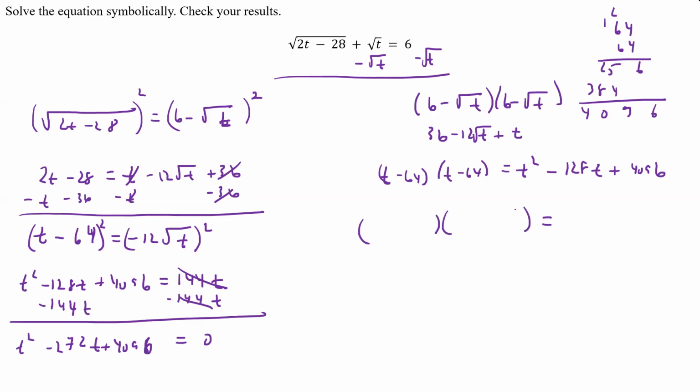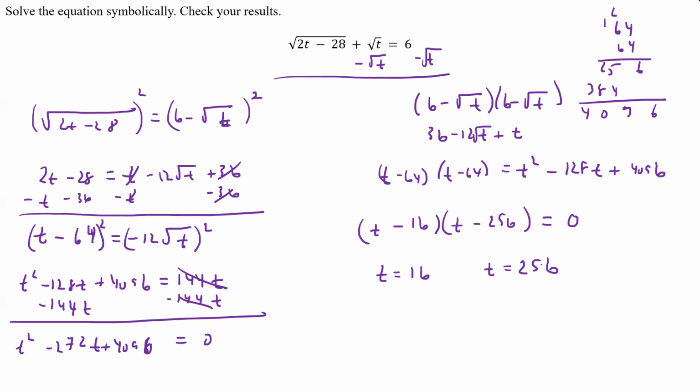All right, so let's see, what kind of numbers do we have here? Let's see, 4096 divided by, I don't know, let's say 16 and see what we get. That's 256, and 256 plus 16, that's 272. Okay, so that gives us, got lucky on choosing numbers, t minus 16 and t minus 256. And that's equal to 0. So t is equal to 16 or t is equal to 256.